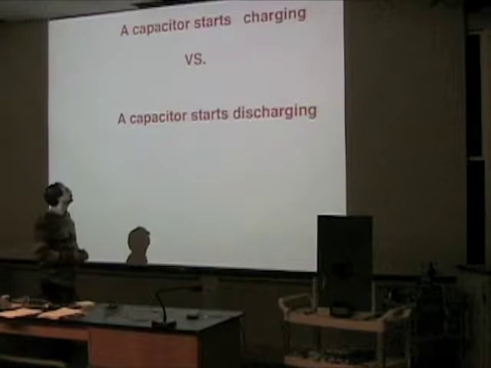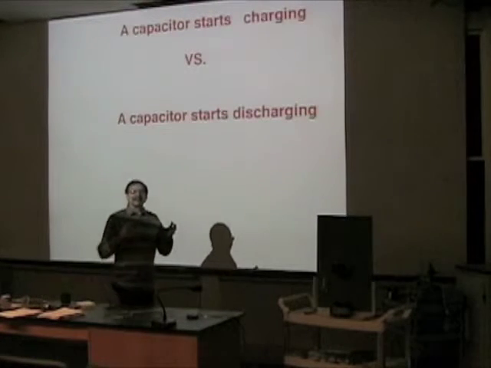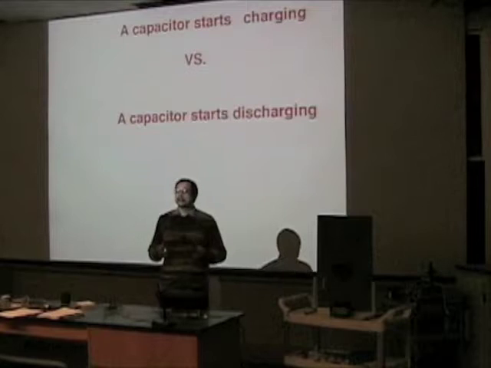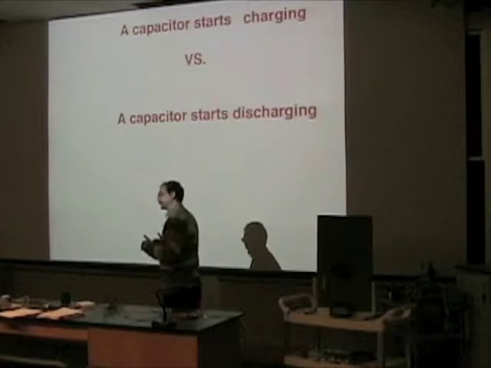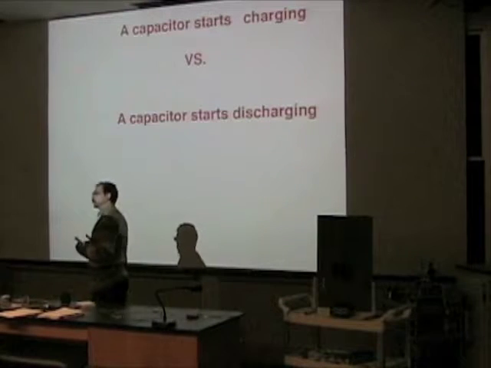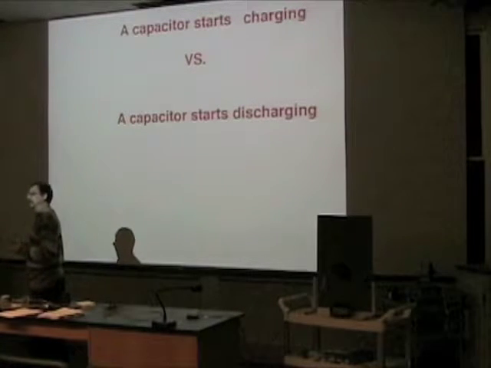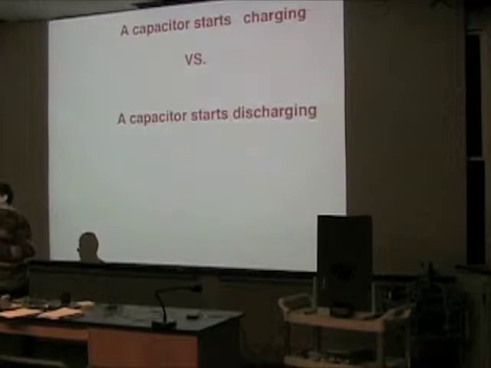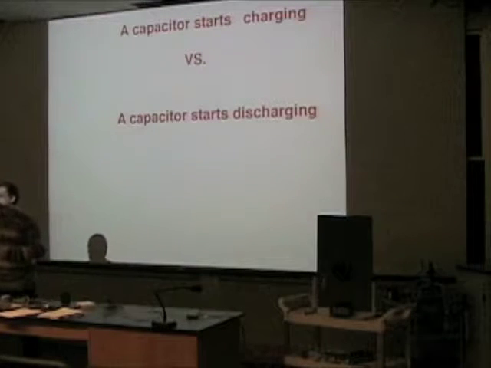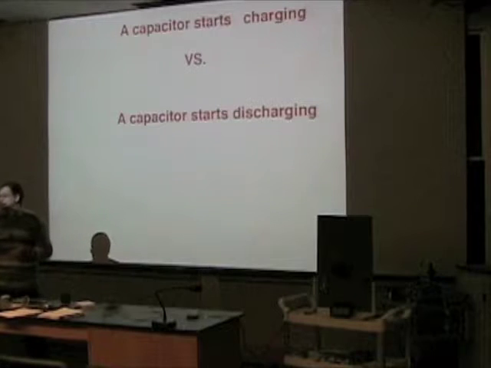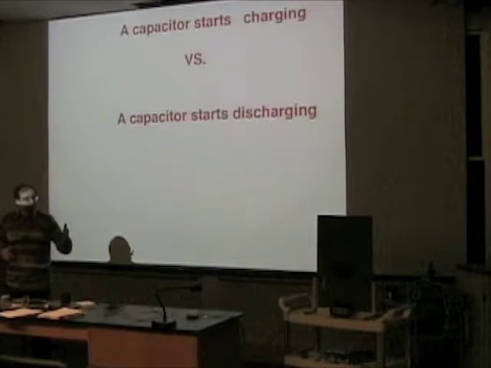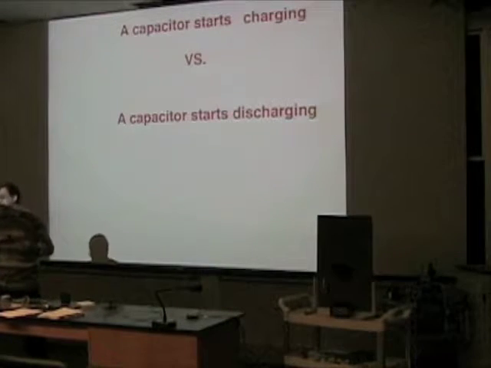When the capacitor just starts charging, that means at t equals 0, at initial time, there is no charge yet, so the voltage across the capacitor is 0, and the voltage is gradually increasing from 0 to its maximum value, which might be equal to the voltage of the battery or not.